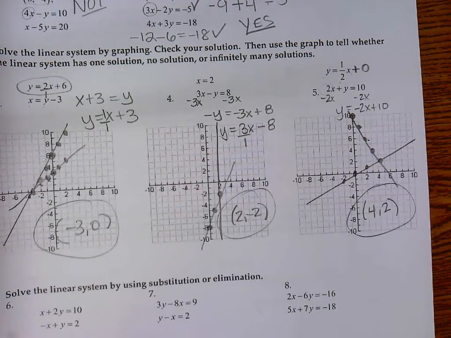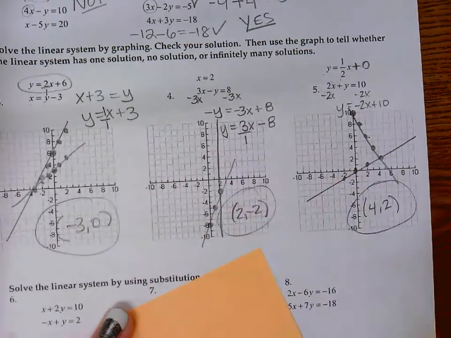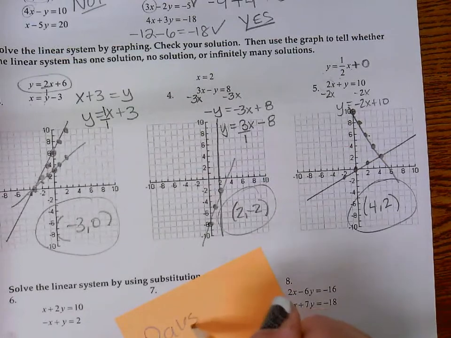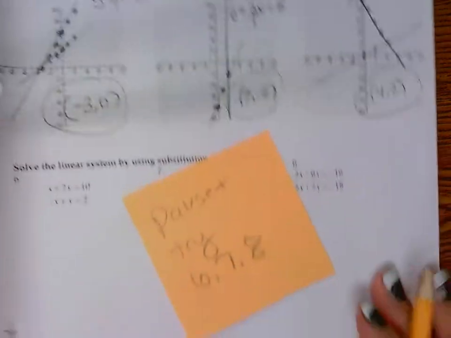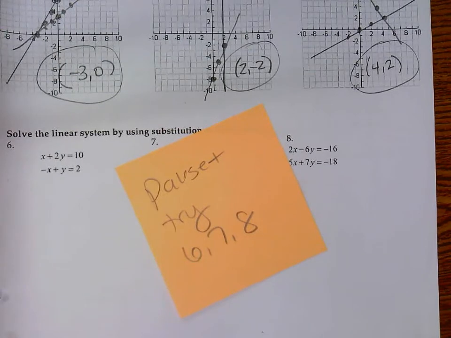So now you are going to pause the video and try substitution and elimination on 6, 7, and 8. And it's only by trying these on your own that you're going to figure out what you're doing wrong, how to do them.